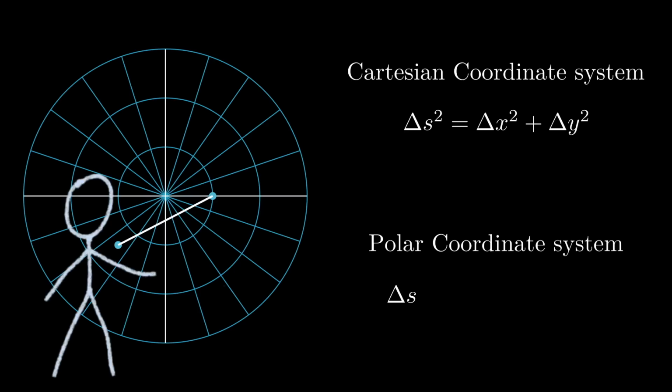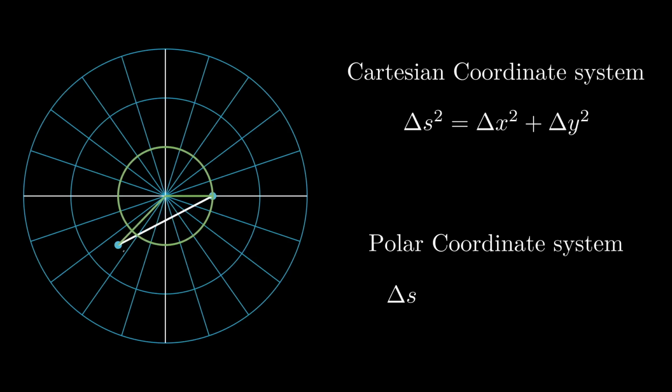Now, however, it becomes somewhat unclear how to express this delta s as a difference in the polar directions. Instead of delta x and delta y, we now have delta r, the difference in distance from the origin, and delta theta, the difference in angle between both points. Now, without going into the details, it turns out that for polar coordinates we can write the following: delta s squared is equal to delta r squared plus r squared times delta theta squared.